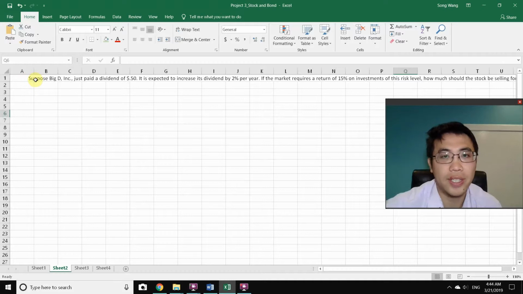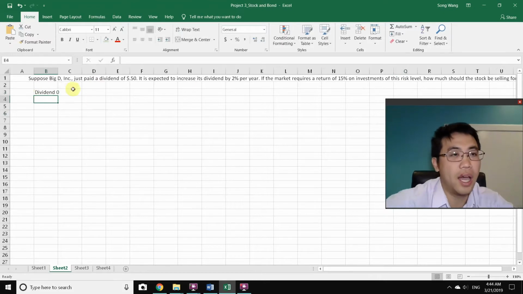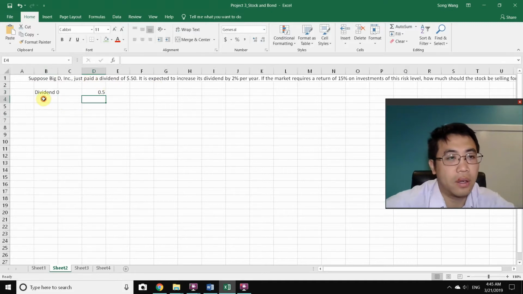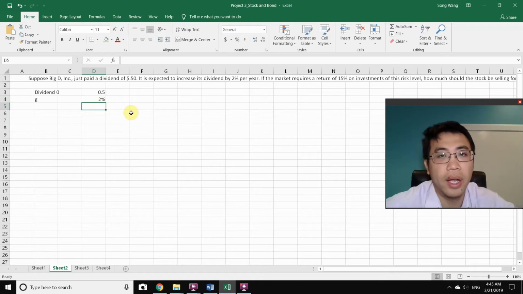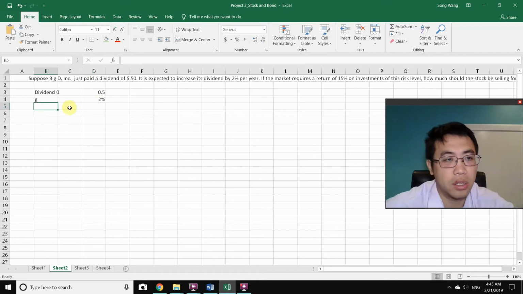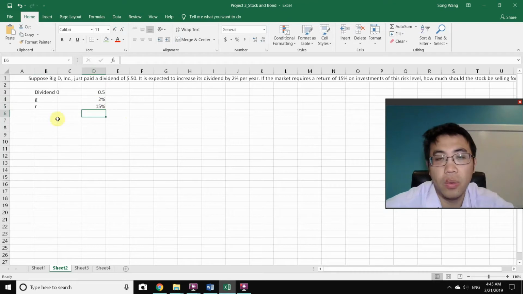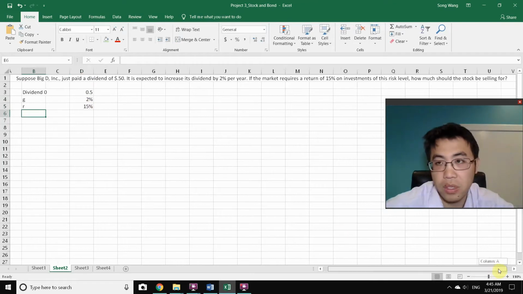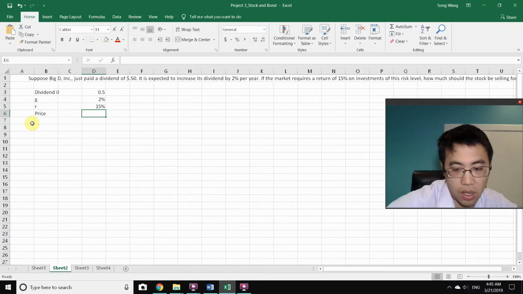The next question is actually much easier. You have a company that just paid a dividend. The dividend which is just paid is your dividend 0, and that is 50 cents. Then you have a growth rate of dividend equal to 2%, so G equals 2%. If the market requires a 15% return, what should the stock be selling for? So price 0 is what you need to solve.